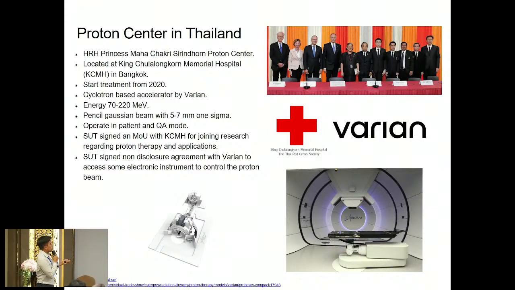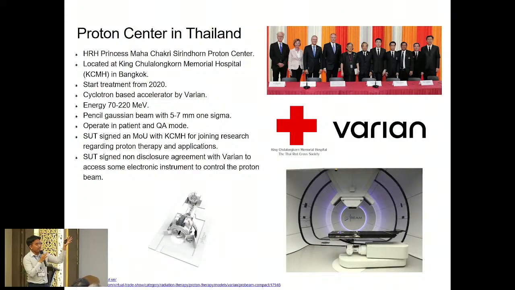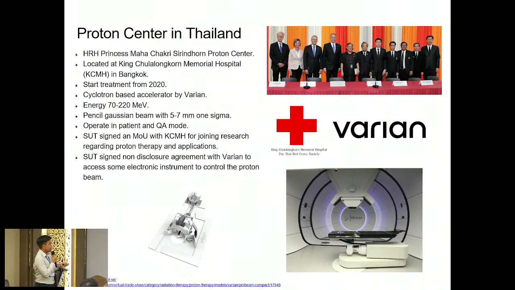The energy of the proton is 70 to 220 MeV. Actually, this energy is slightly lower than what proton CT needs, because if you want to shoot a proton from one side of your body to the other side, you need around 250 MeV or more. But okay, we have to work with what we have. Then I think maybe a hand CT scan, or head, or some small animals, we can probably do proton CT in the near future. And then a pencil beam with 5 to 7 millimeter, 1 sigma Gaussian beam.